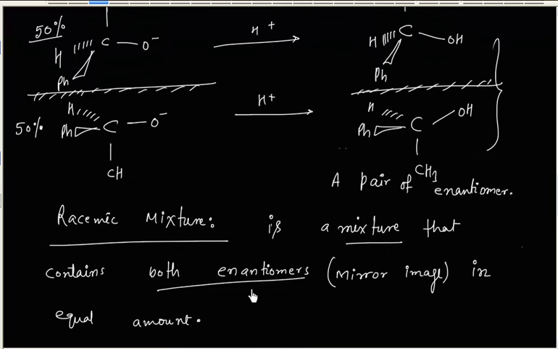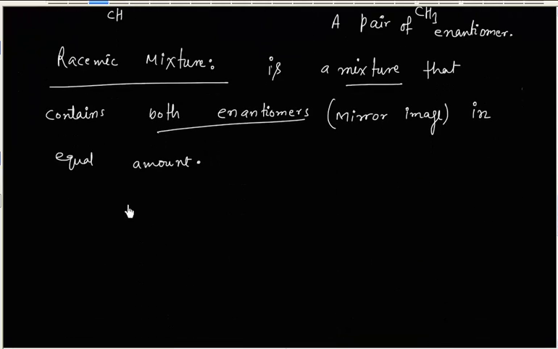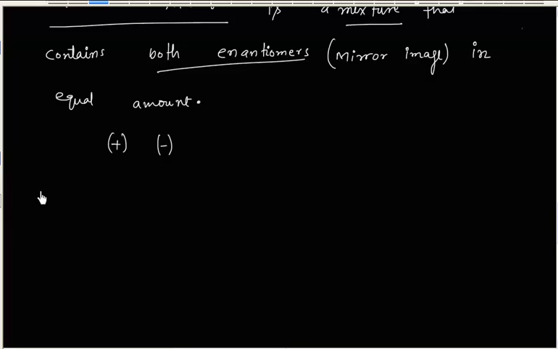And a racemic mixture will have 0 degree optical rotation, that is, it is optically inactive, because if one compound rotates plus, that is in the clockwise direction, the other compound will rotate in the anti-clockwise direction. So we can say a racemic mixture is optically inactive.